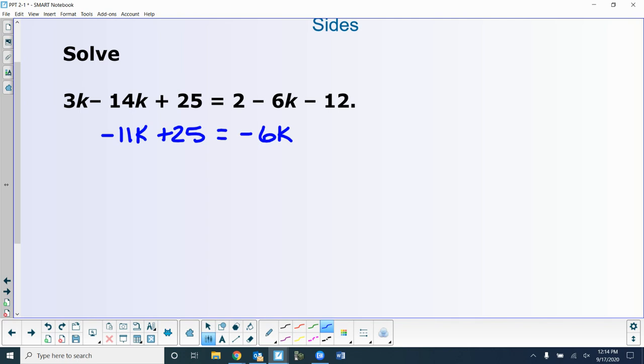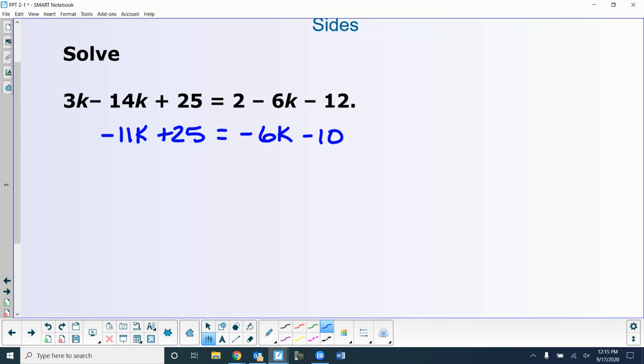Then 2, 10, negative 10. Good. So that's the first step, simplify each side, right? All right, that was 1. Next is to get, well, not by itself yet. We've got to get our variables together and our constants together on one side.